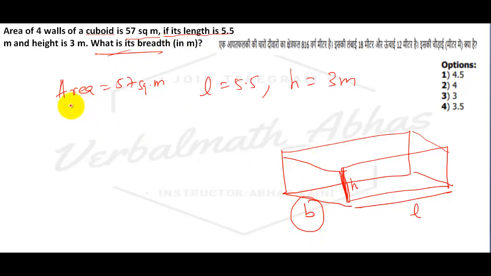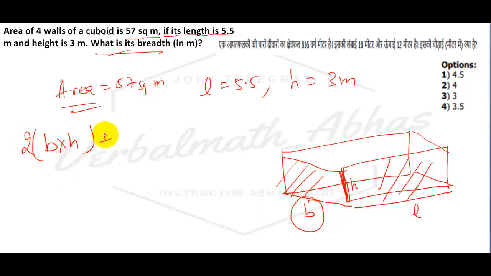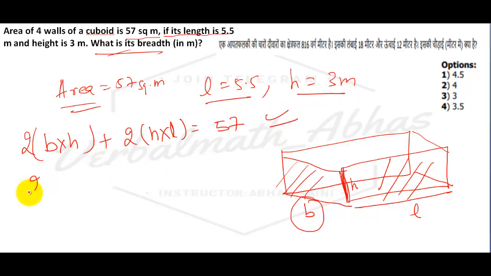So now there are 4 walls. It means 2 walls of this type, and 2 walls of this type. So if I say B into H, and 2 plus 2 into H into L is our area, which is given 57. This is your given equation, and if I substitute these L and H, I will get the answer.